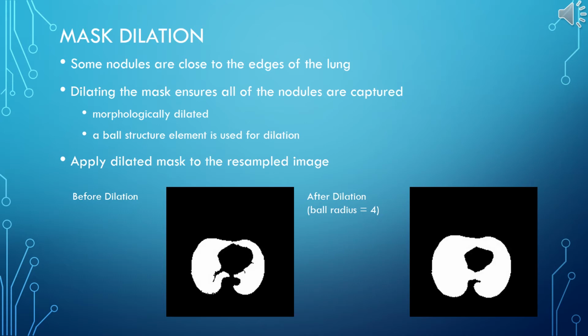Some nodules are close to the edge of the lung, and they are hard to capture, so I dilate the mask to ensure that all the nodules can be captured. Here I give an example to show that the white area of the mask becomes larger after dilation, so that it can capture the nodules which are close to the edge of the lung.